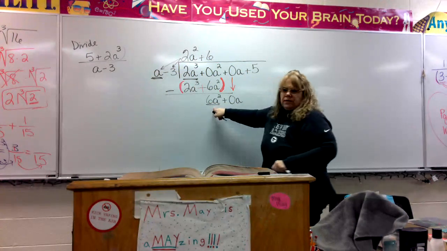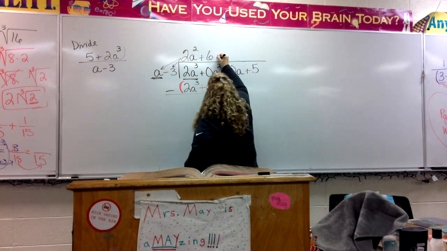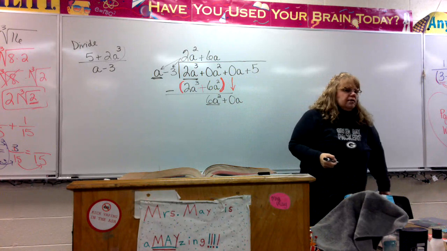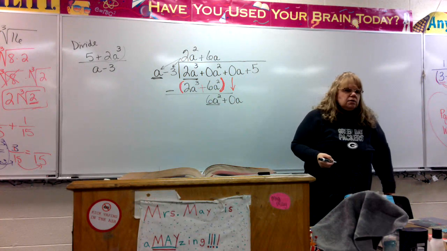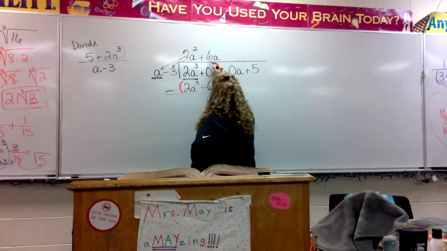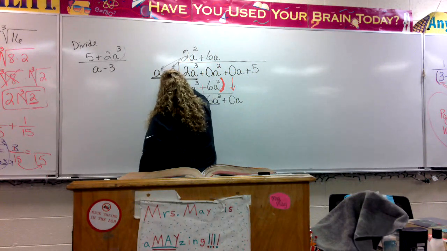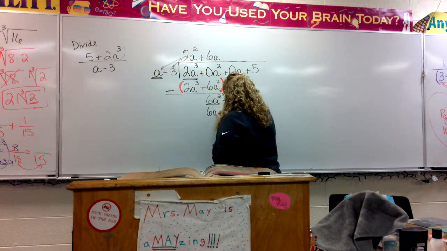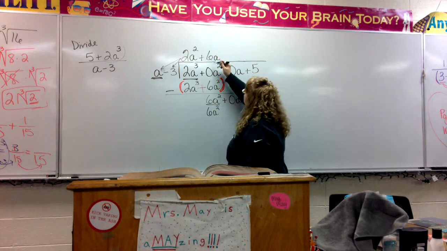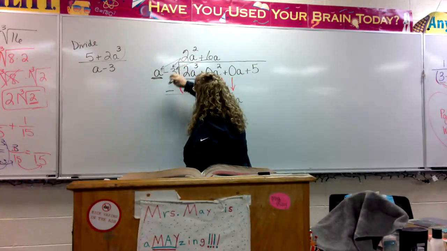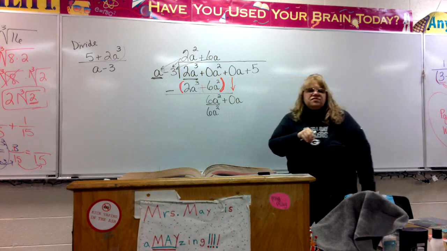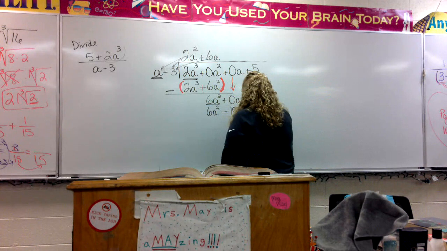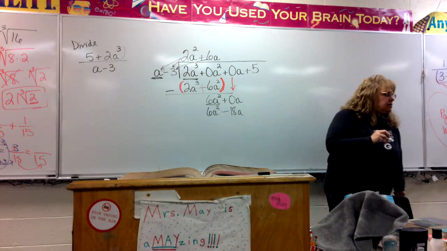1a, and I need 2. So I think I'm going to have to multiply by an a there, right? And now what? Right, yes, multiply. 6a times a. What is 6a times a? 6a squared, yes, very good. What is 6a times negative 3? 6 times negative 3, I think that's negative 18a, isn't it?